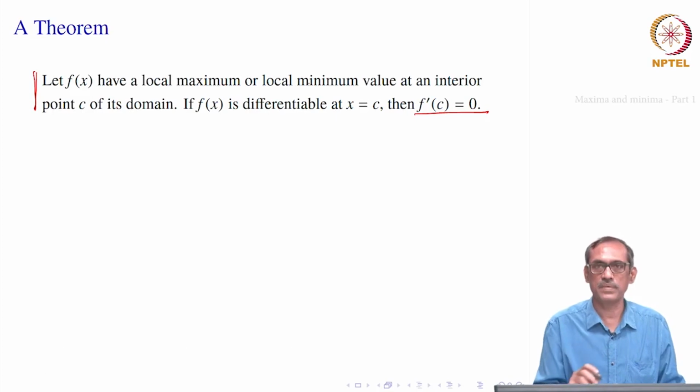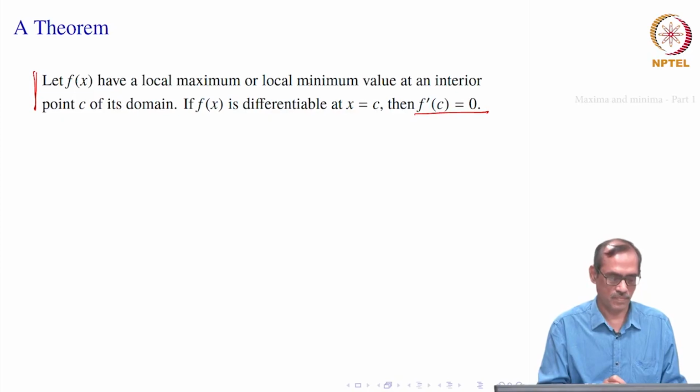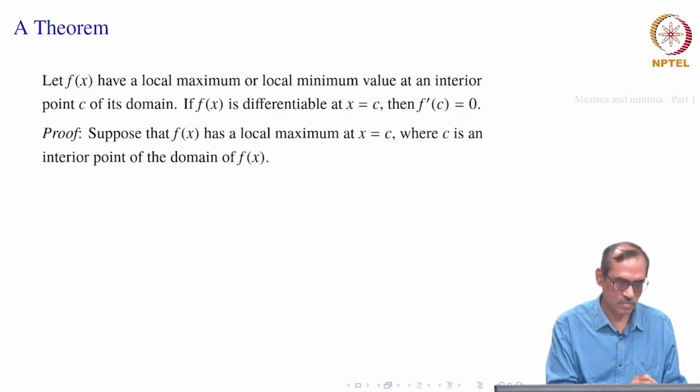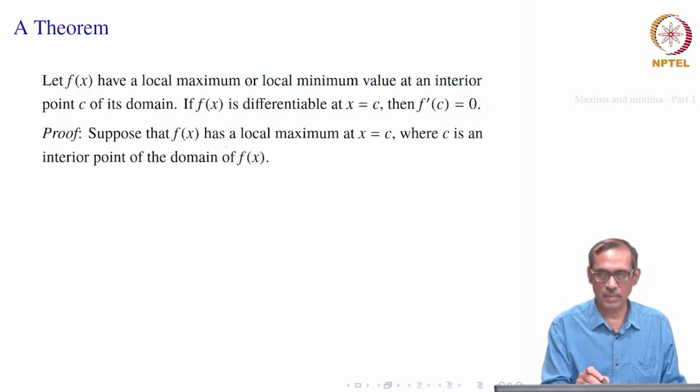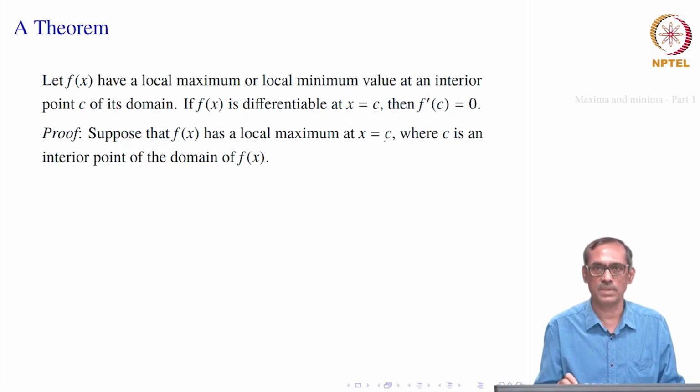So, it says that if you have a local extremum at an interior point C and f is differentiable at that C, then f prime C must be equal to 0. So, we will see how to prove this. Suppose f of x has a local maximum at x equal to C. For minimum, the argument will be similar, only the inequalities will be reversed everywhere.